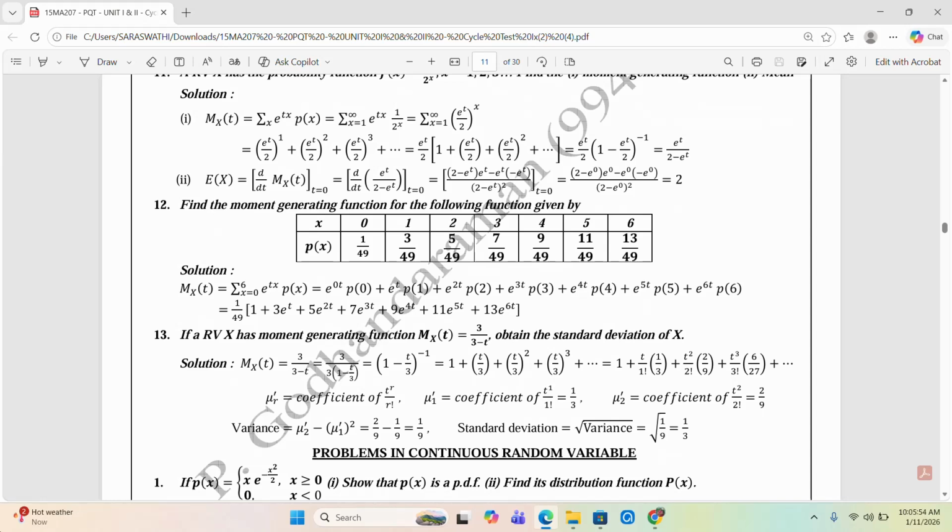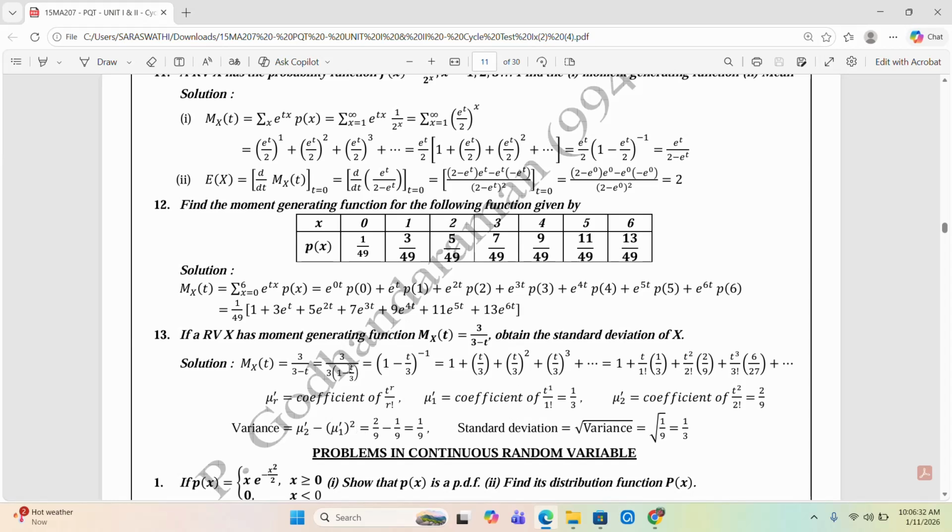And in the next question, a random variable has the moment generating function M_x(t) equal to 3 by 3 minus t. Obtain the standard deviation. The moment generating function is already given; we have to find the standard deviation. Standard deviation is the square root of variance, where variance of x is equal to E of x square minus E of x the whole square. E of x square is mu 2 dash and E of x is mu 1 dash. So E of x square minus E of x the whole square is mu 2 dash minus mu 1 dash whole square.